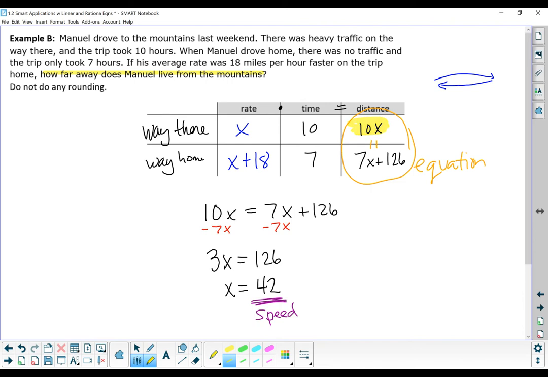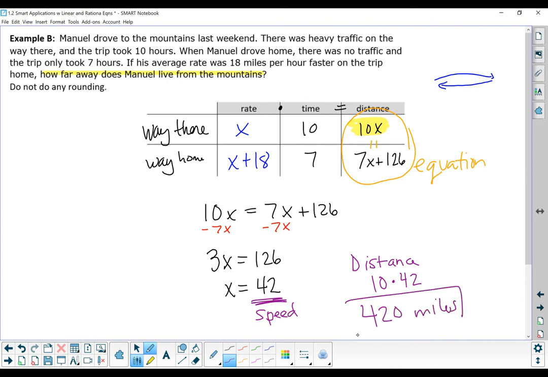On the way there and on the way back, he travels the same distance, and that distance is how far away he lives from the mountains. So if this rate is 42, then the distance would be 10 times 42. So he must live 420 miles away from the mountains.